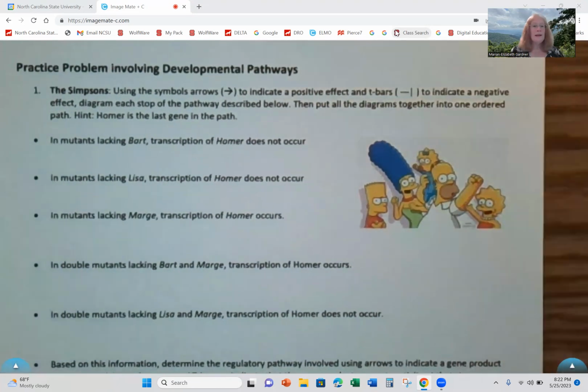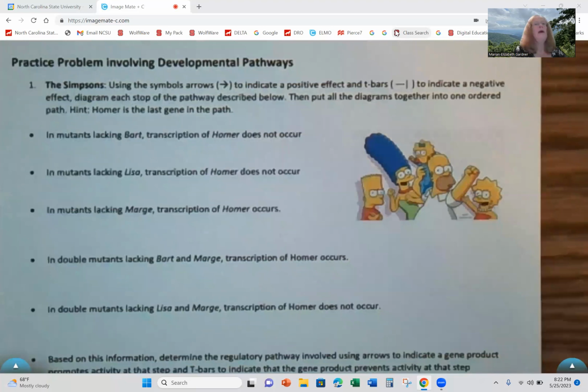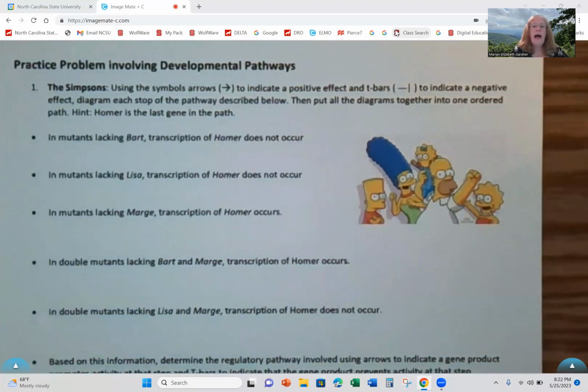So let's take a look at The Simpsons. This one is more complex than what I would normally give you, so don't panic if this one seems a little challenging. When we think about how to figure out a developmental pathway, we look at mutants.